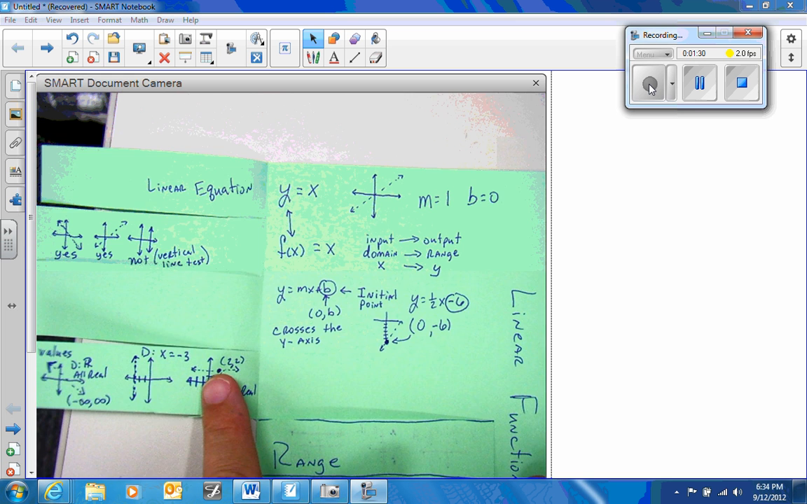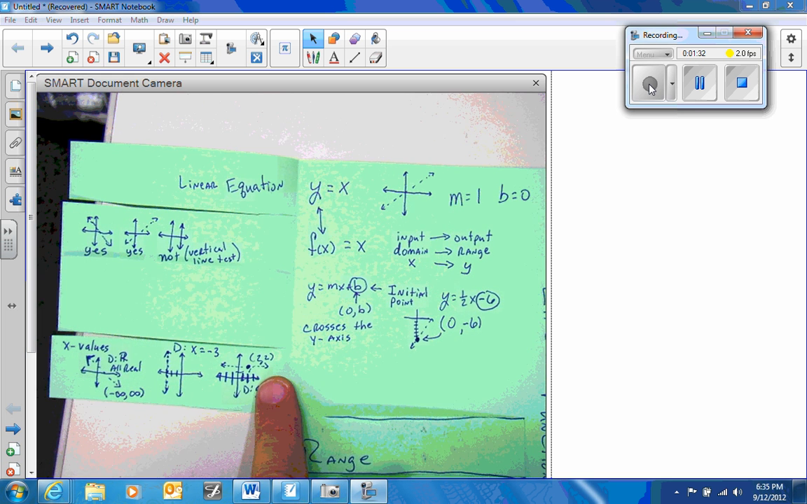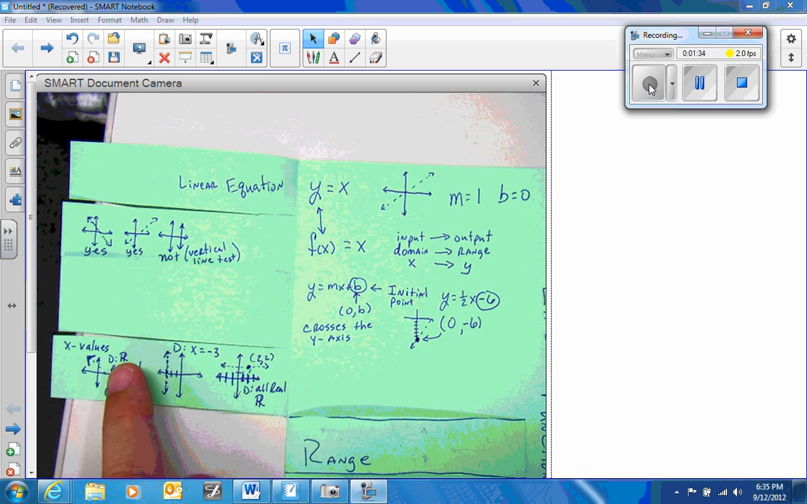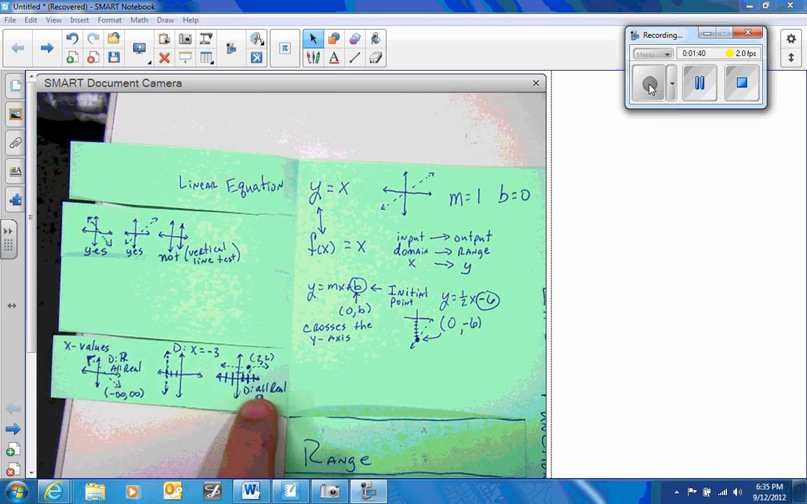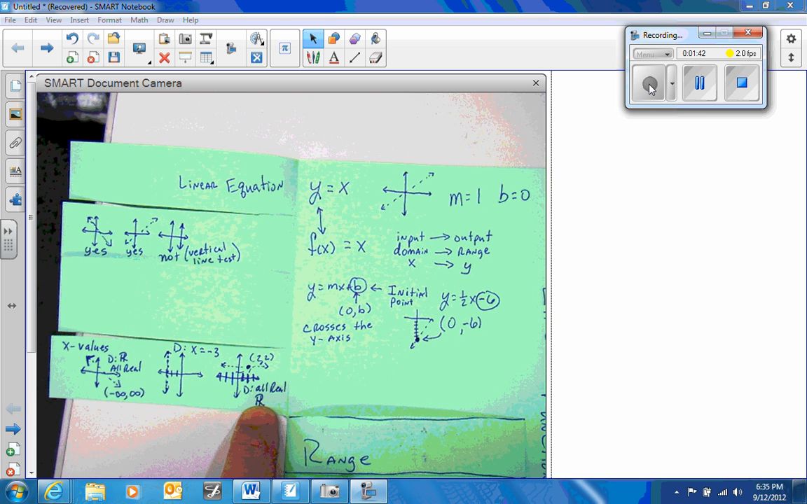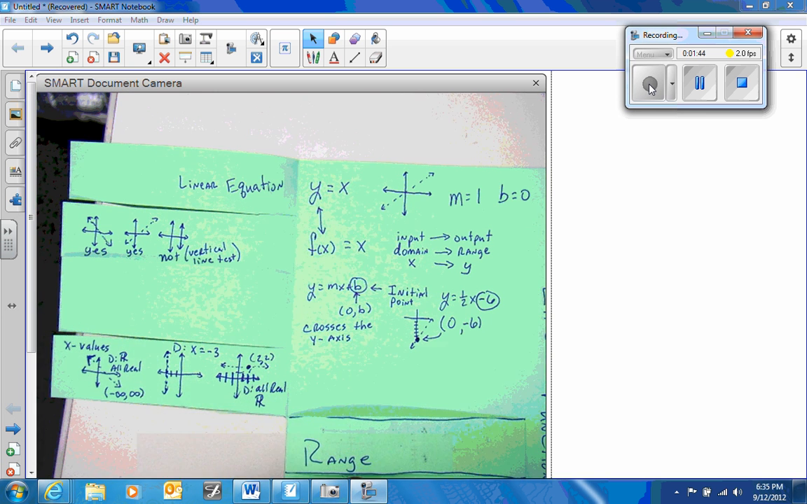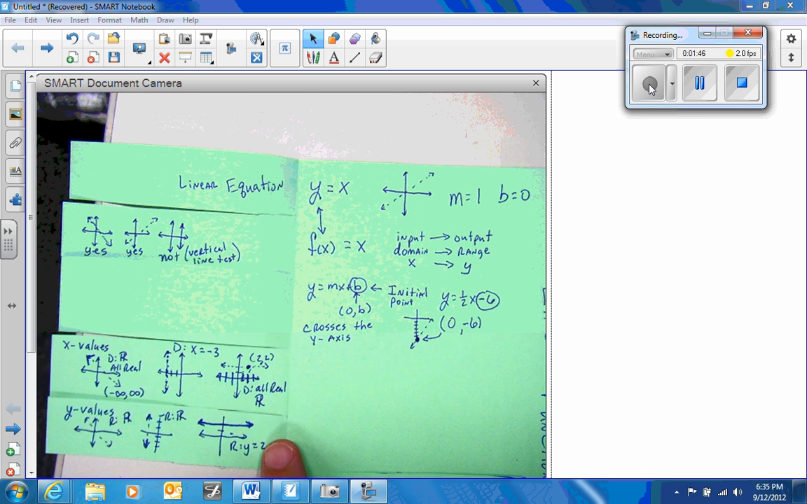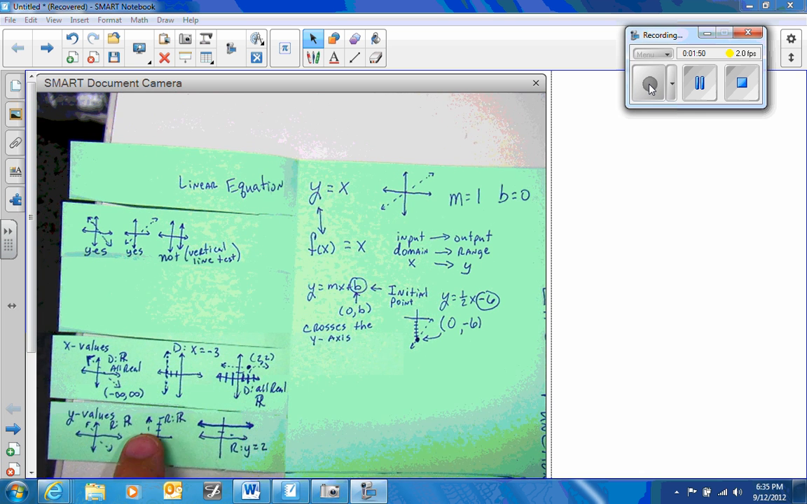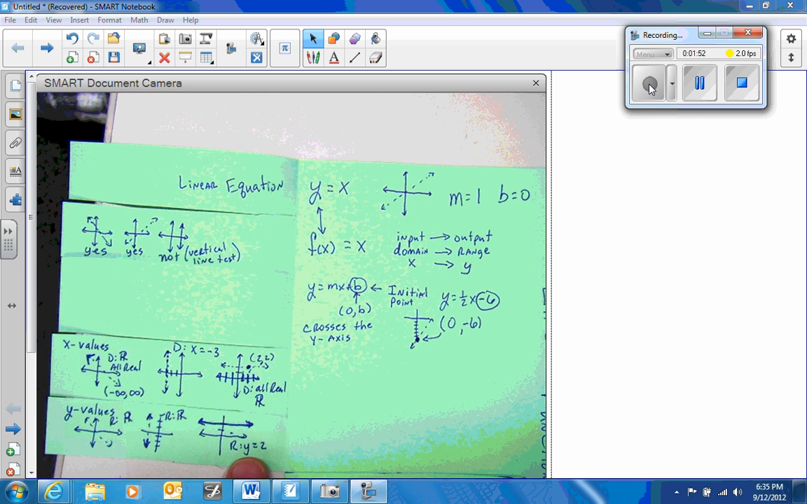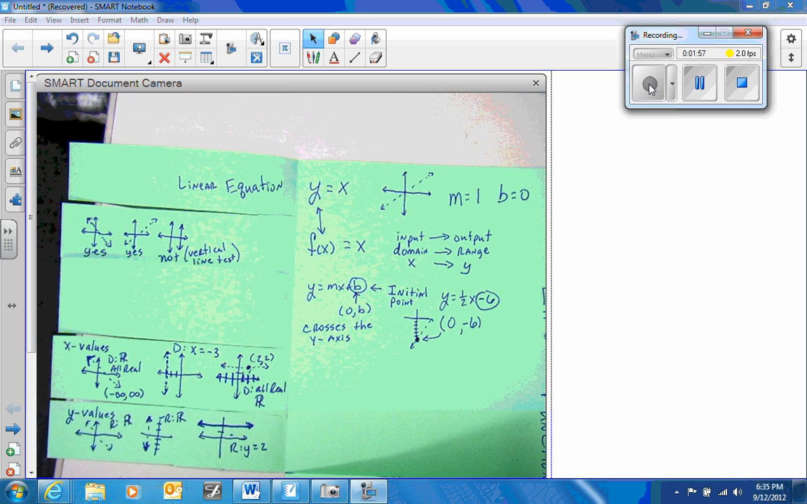Domain. Here's what I want you to write for domain. Okay, that means all real numbers. Okay, this means domain is equal to x equals -3. Again, domain is all real numbers. That's that little double R I showed y'all. Range. Range, I want you to write the same graphs, but the range changes for this one and for this one.